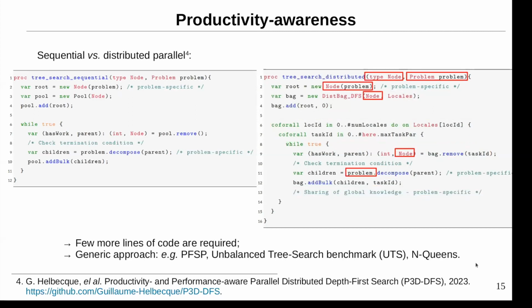This approach is generic because the node type as well as the problem data and branching and bound operators are given as arguments of the search procedure. This allows us to instantiate P3D-DFS to the permutation flowshop scheduling problem, the unbalanced tree search benchmark, and the N-Queens problems.